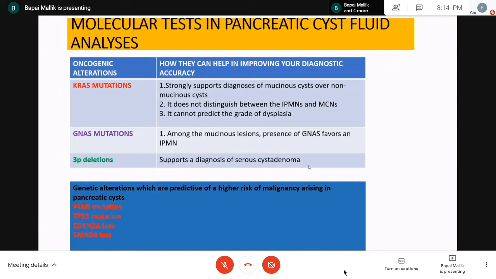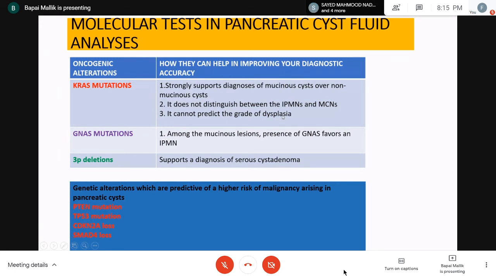So what about molecular tests in pancreatic cyst fluid analysis? There is a lot available right now, but these are the major ones. If you send material for KRAS mutations, what does a KRAS mutation do? Presence of a KRAS mutation strongly supports the diagnosis of mucinous cyst over non-mucinous cyst. However, it does not distinguish between IPMNs and MCNs. So if it has a KRAS mutation, it can be either of them. And of course, it cannot predict the grade of dysplasia.